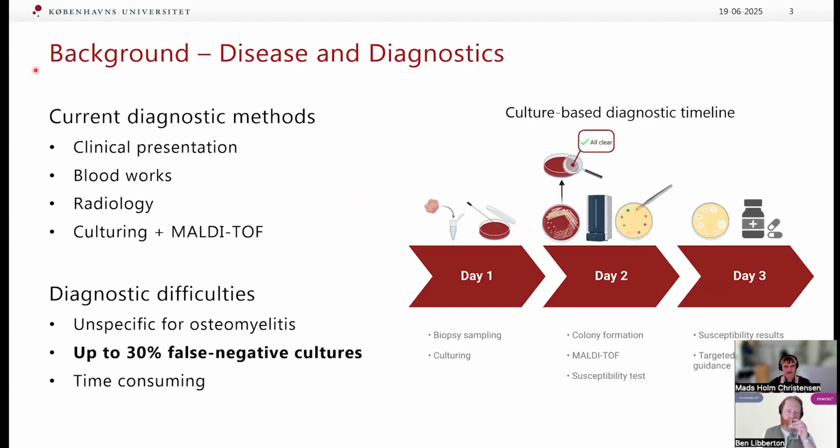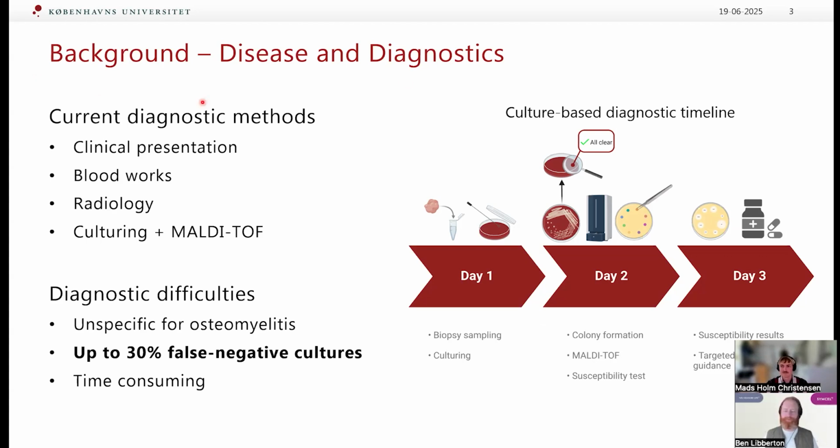The current way to diagnose these types of infection relies heavily on culture-based methods, as is the standard for detecting infections and doing antimicrobial susceptibility testing. Of course, there are other methods that you could complement this with, but this is the most widely used method.